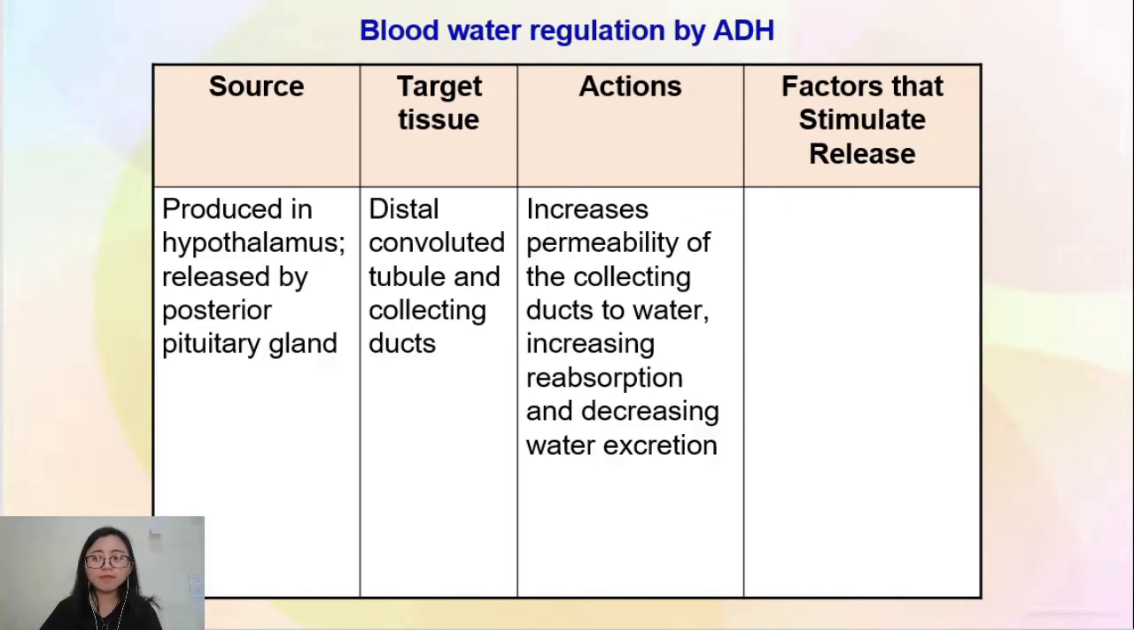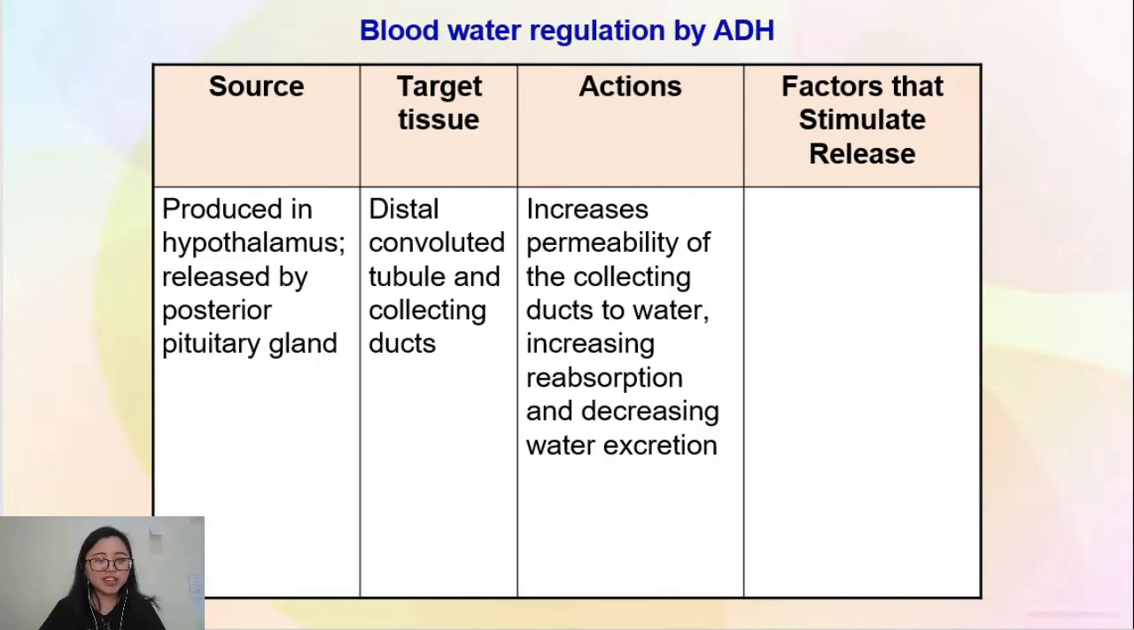Apa maksud ayat ni? Dia akan menyebabkan distal convoluted tubule dan juga collecting duct untuk senang serap air, increasing reabsorption, makin banyak air yang kena serap semula, dan decreasing water excretion, mengurangkan kandungan ataupun bilangan air yang dikeluarkan daripada badan, yang dikencingkan.